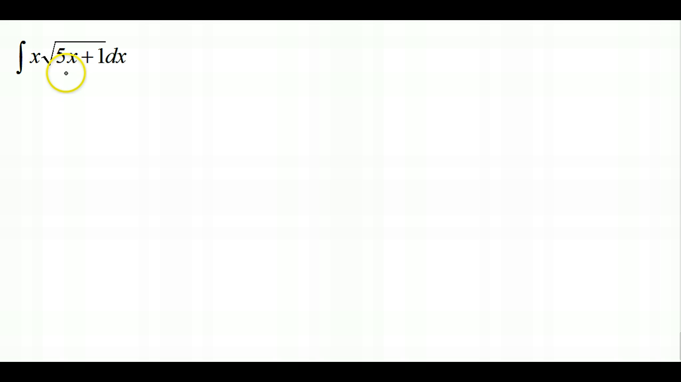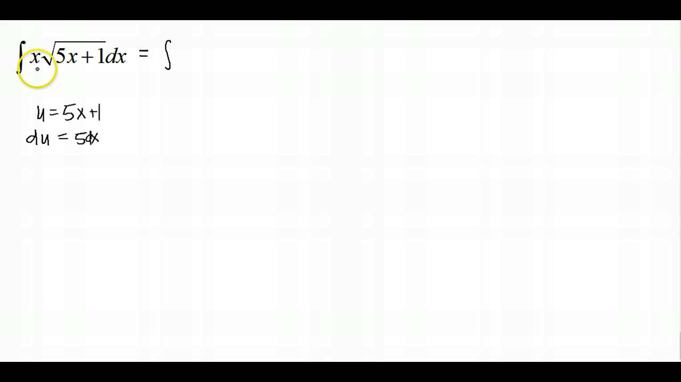So let's go with it for a second so we can see that we're still going to apply u substitution with just an extra step. Let's say u is 5x plus 1, and then du will be 5 dx.